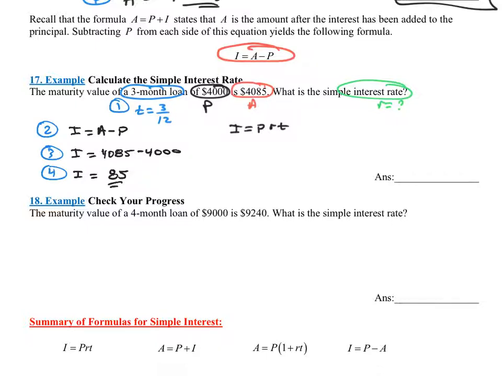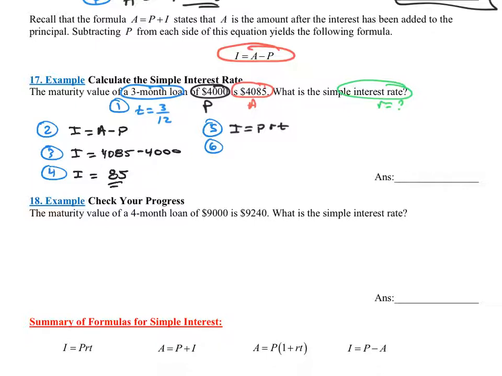Well, no, it's not. 85 is the interest. Reread the problem. What did they want? They didn't want the interest. They wanted the rate of the interest. So what do you have to do to find the rate of the interest? Well, now you need to do step 5, which is use a new formula.